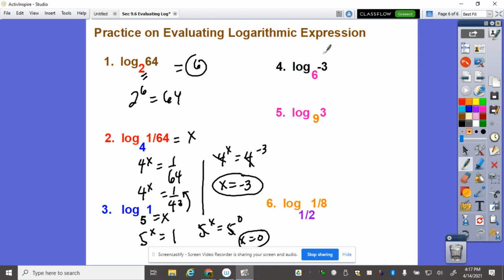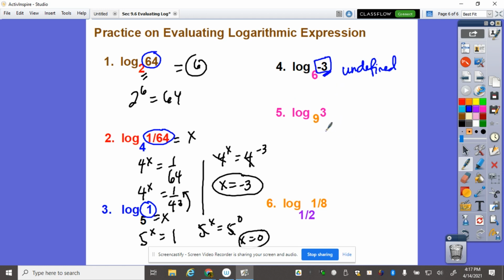Here, if you notice, log of negative 3 to the base 6, the logarithmic number is negative. We never had an example that is negative for the log number. There always can be a fraction of 1 or any regular positive integer. This time it is negative 3. The answer here is undefined. There's no way we can get a negative number there. That's impossible.